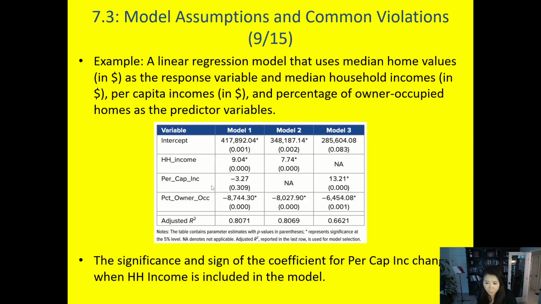So therefore, we try more models by eliminating certain variables from my model, right? I first eliminated per capita income, and then my household income is still positive and significant, but my percent owner occupied becomes negative. And if I eliminate the household income, per capita income becomes significant and positive, so this makes sense, right? The problem here is that household income and per capita income might be highly correlated. So the best model would include just one of them, which solves the problem.